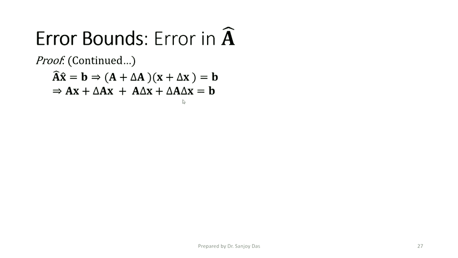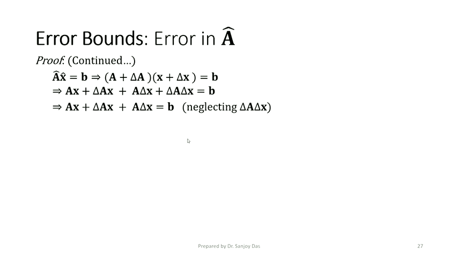Now this delta A, delta X, assuming that delta A and delta X are small, then this is a product of two small quantities, so this will be negligible. Hence, we can simply ignore this fourth term here, delta A times delta X. So what we get is AX plus delta A times X plus A times delta X equals B. I just neglect this term.